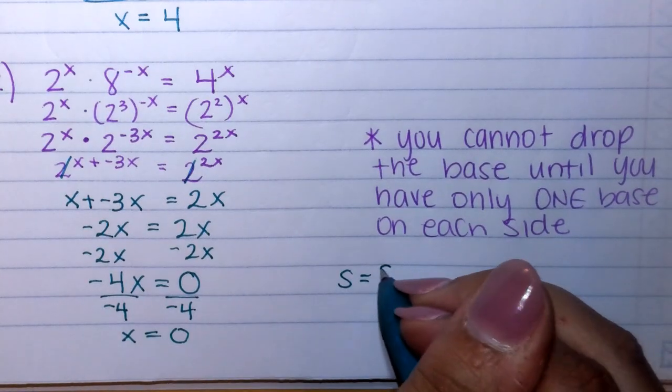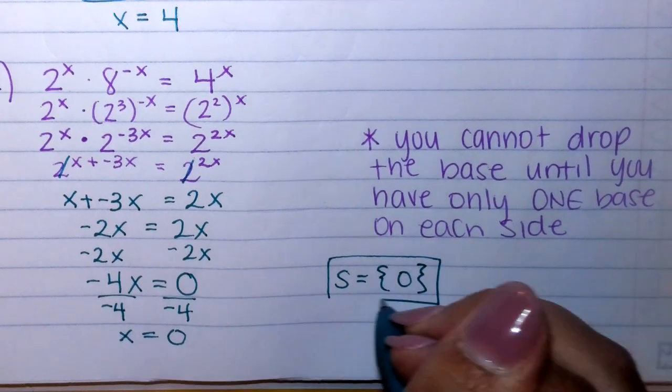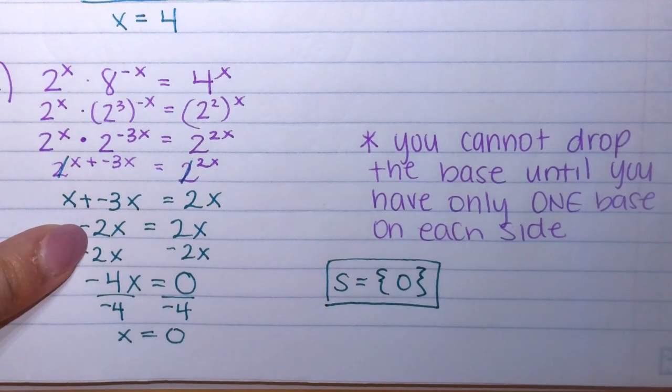For some reason, y'all get to this and y'all want to give me empty solution sets. That's not true. Your solution is 0. Half the time y'all get there and you're like, there's no solution. Keep going.